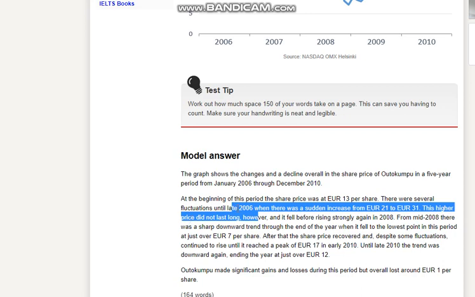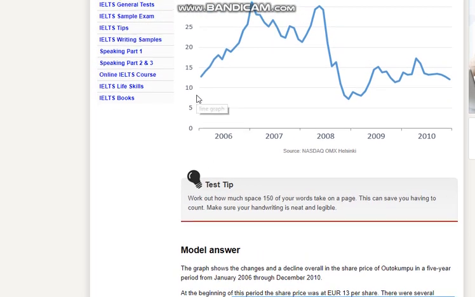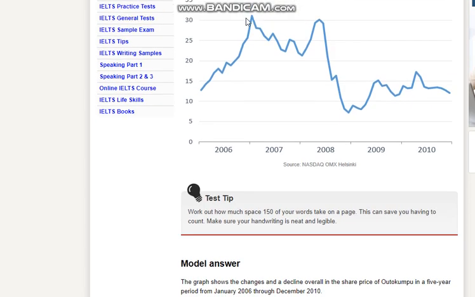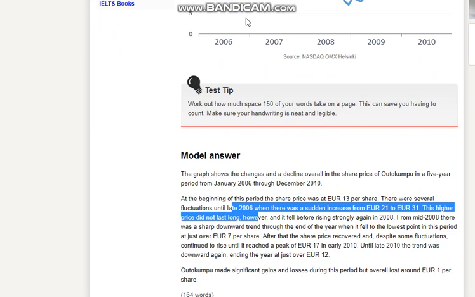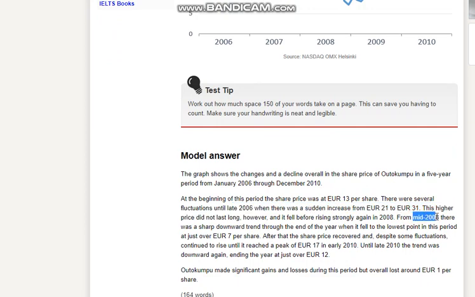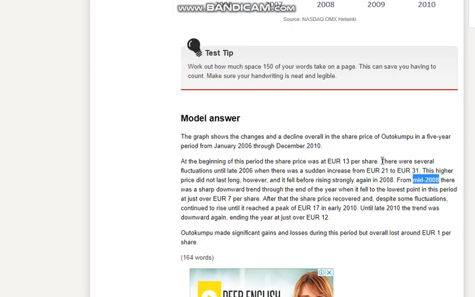There were several fluctuations until late 2006, when there was a sudden increase from 21 euro to 31. This higher price didn't last long, however, and it fell before rising strongly again in 2008. From mid-2008 — maybe it is important to say mid-2008, because if you cannot see clarity, you can just think about that time frame to interpret the data.